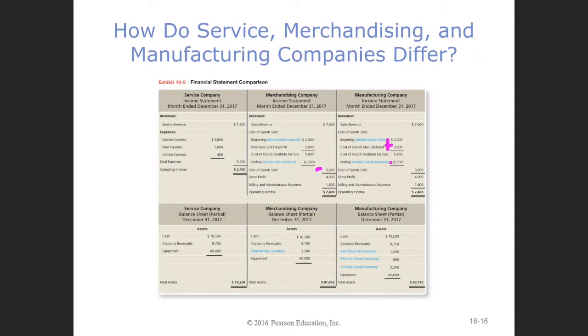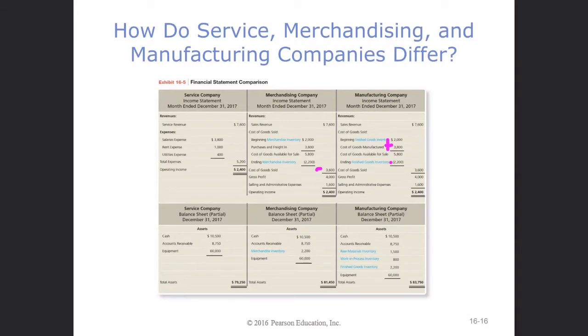Take out the ending inventory. This is the cost of goods that we actually sold. You may even see a question that says, what was the cost of goods available for sale? Well, it tells us right here: to find our cost of goods available for sale, we take the beginning finished goods inventory plus the cost of goods that we manufactured, and that gave us the cost of goods that were available for sale.